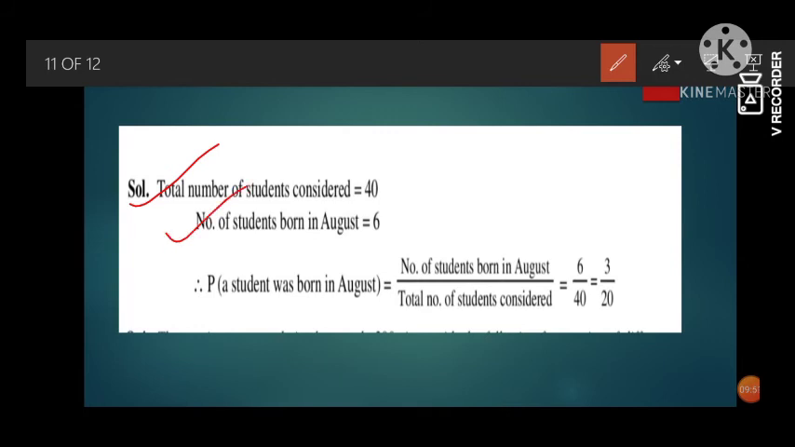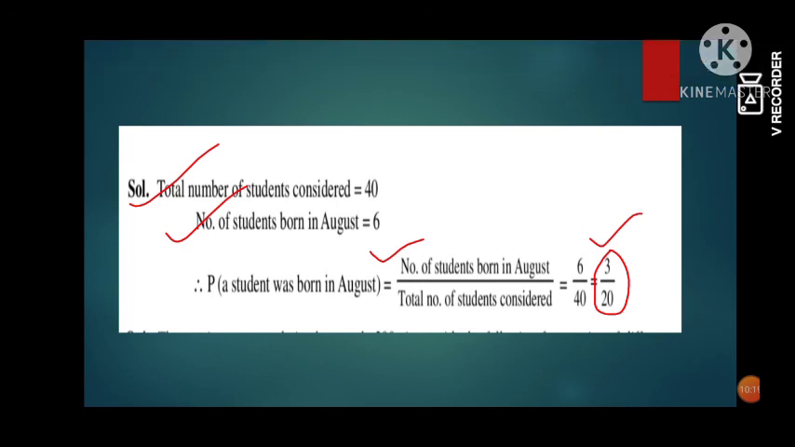So the event that we want is a student born in August. So the probability of a student born in August is the number of students born in August by total number of students. Number of students born in August is 6 and total number of students is 40. So 6 by 40, which is 3 by 20 in simplest form. So this is our answer, 3 by 20.